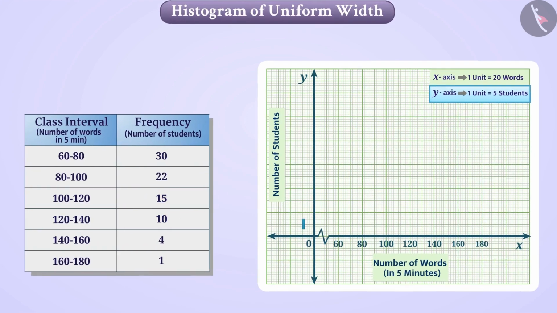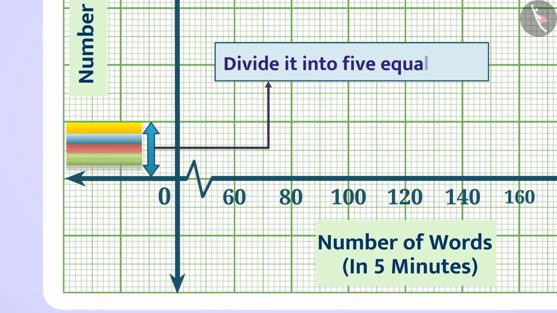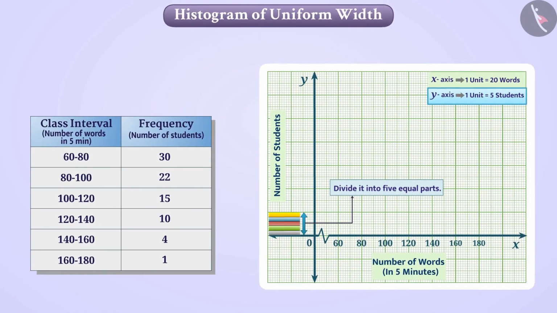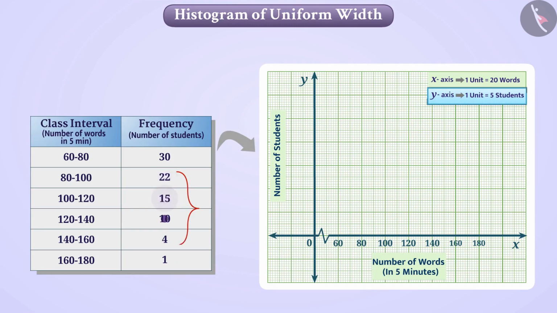Taking 1 unit as 5 students, we divide it into 5 equal parts, which will help us to represent numbers such as 1, 4 and 22. In this way, with the help of this scale, 1 unit equal to 5 students, we will properly represent other numbers along with the smallest and largest numbers. By choosing the scale, we will show the numbers on the y-axis.